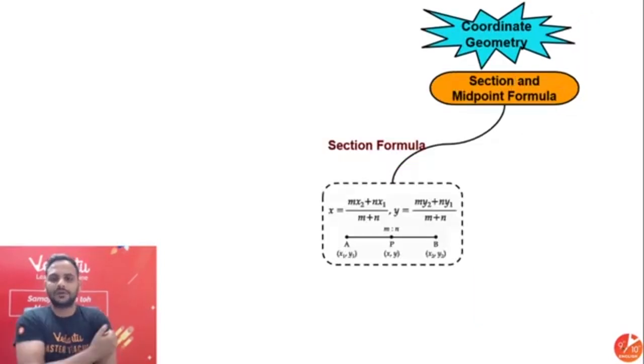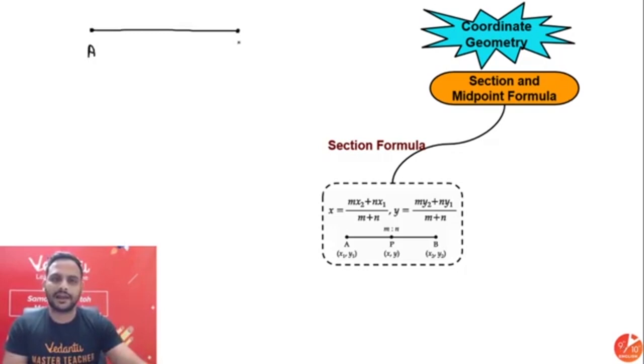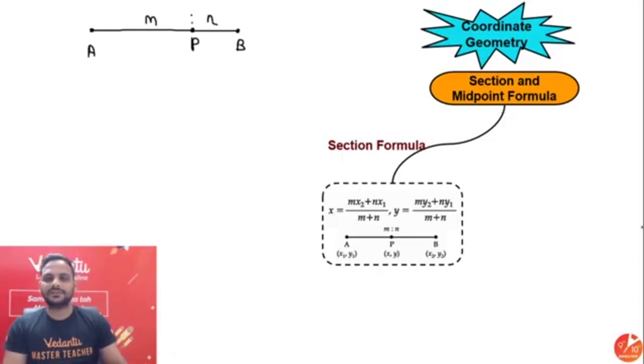All right, now comes the part of section formula. Where do we use section formula? Remember, whenever we have been given 2 points A and B, and we have a point P which is dividing it in the ratio m is to n. To remember this formula, suppose A has coordinates x1, y1, and B has coordinates x2, y2.